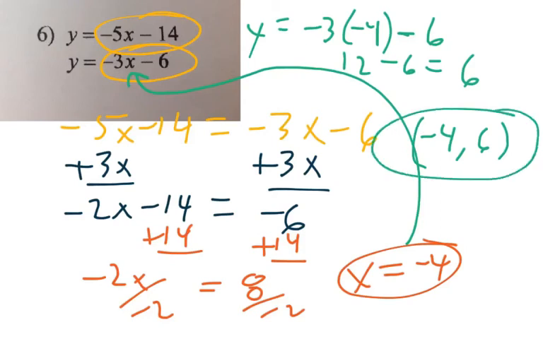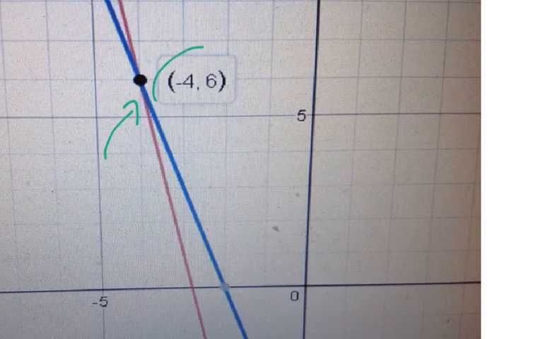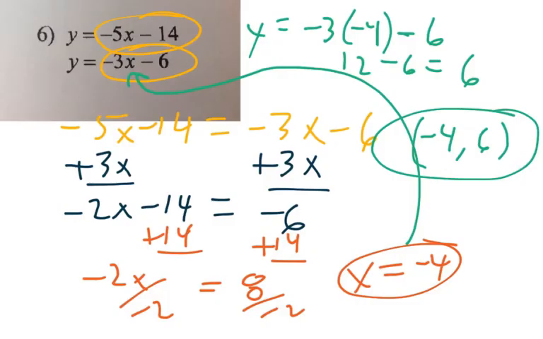Pause the video if you need to. Now guys, notice that if we look at the graph of both lines, they're not quite parallel to each other. They have different slopes, right? But the key thing is they cross at negative 4, 6. Which is exactly what we got right here again.